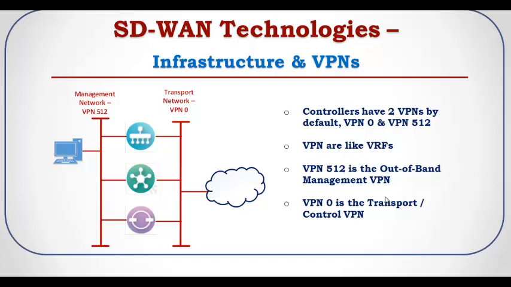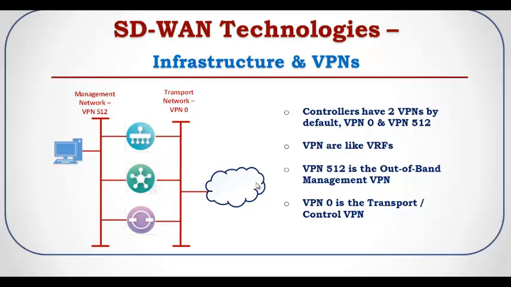Now, what is this out-of-band management VPN? You may like to telnet to vManage or vSmart or vBond or the edge devices in various sites, by telnet or SSH, which is not in between edge devices. It is from a management network to this controller, or from this management network to the edge device. It is not between the edge devices, so it is out of band.